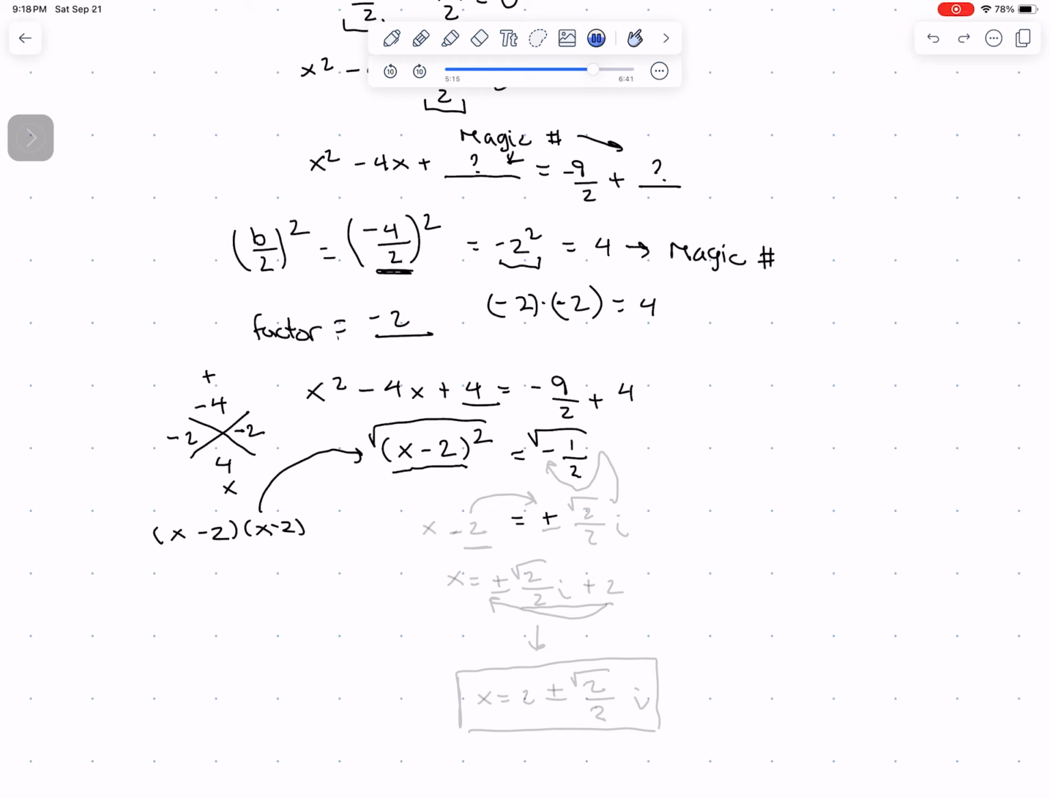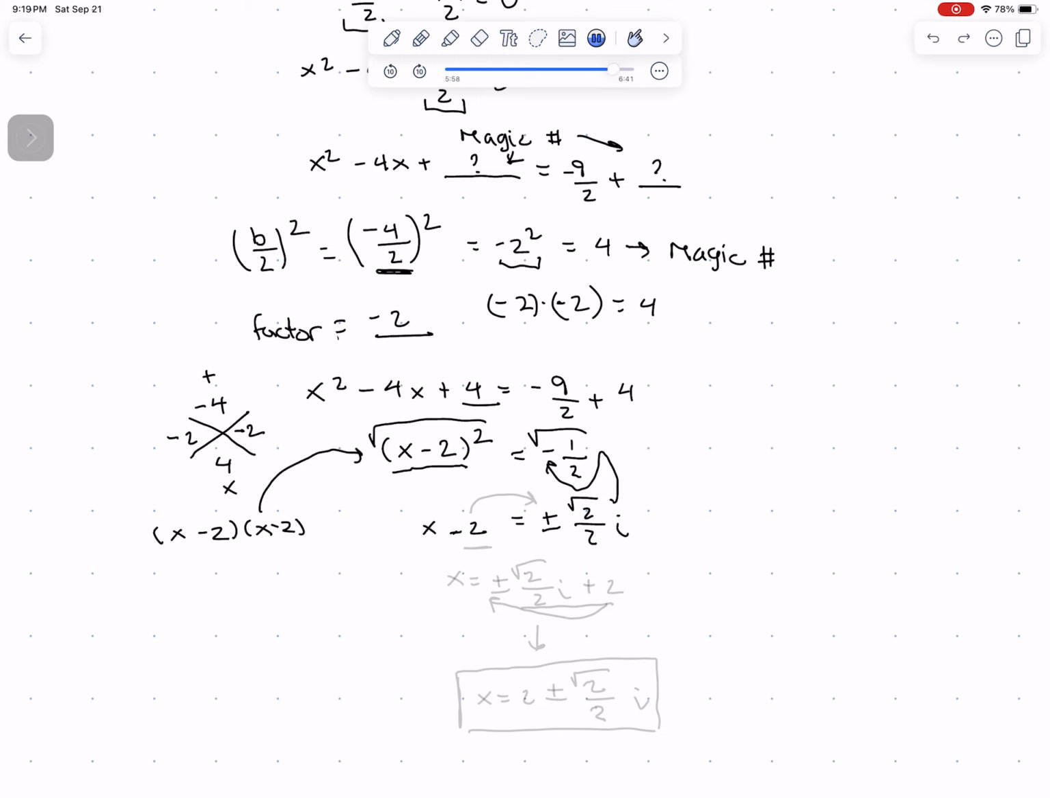So it's going to be plus or minus the square root of 1/2. Well, what is the square root of 1/2? It's the square root of 2 over 2. So what you're going to do is add that i in. I'm going to put the i on the outside, with the square root of 1/2 being square root of 2 over 2, and the i representing that we have a negative here. Okay? And this side will just be x minus 2.